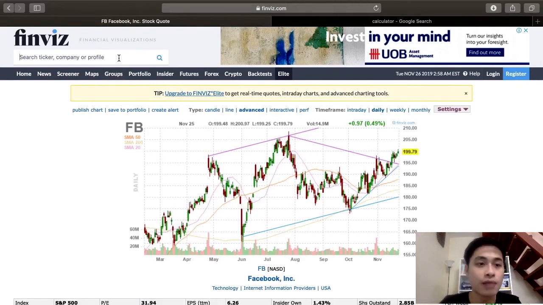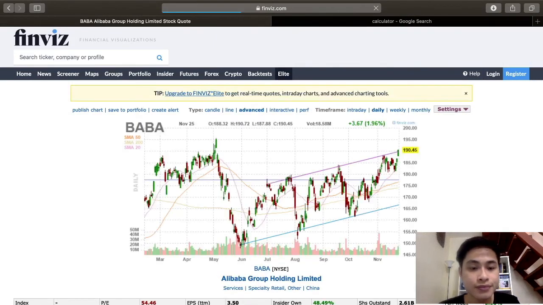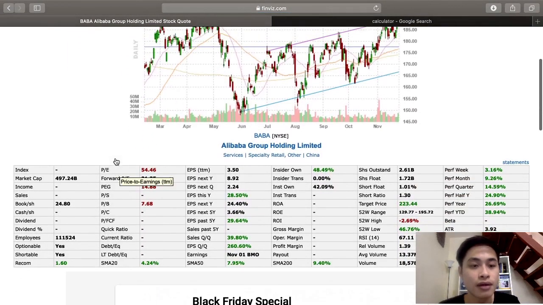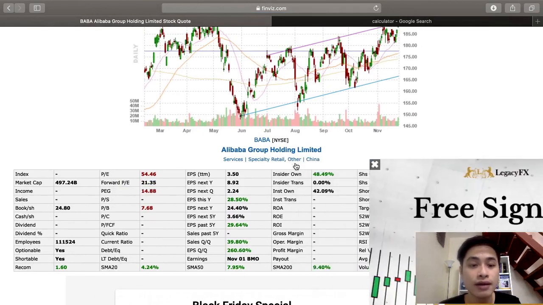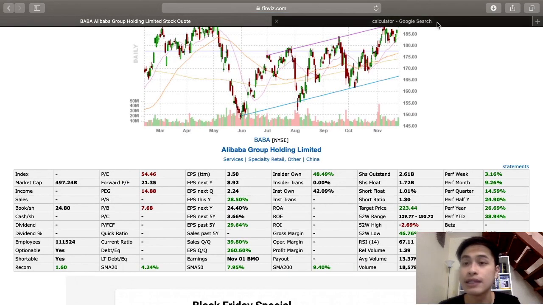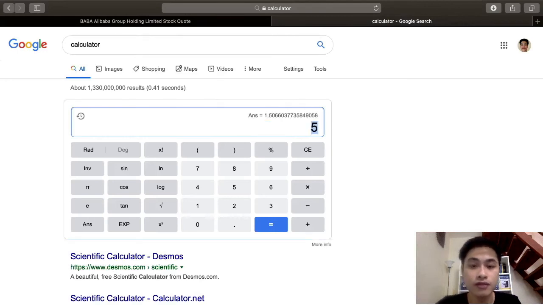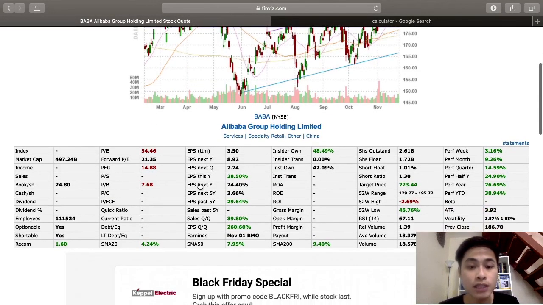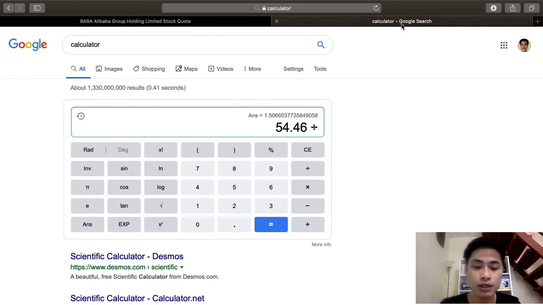Let's take a look at Alibaba. Alibaba's price to earnings ratio is 54.46. So let's key that down in the calculator. So it's 54.46 divided by the earnings per share for the next 5 years. The earnings per share for the next 5 years again indicates the earnings growth rate. Alibaba's earnings per share for the next 5 years is 3.66%. So we key that down, 3.66%. So we will get a value of 14.9.